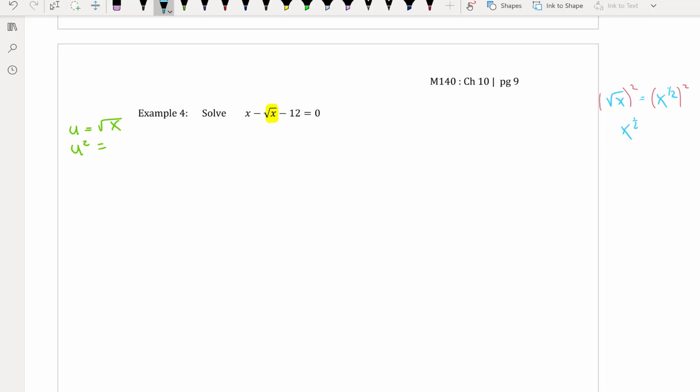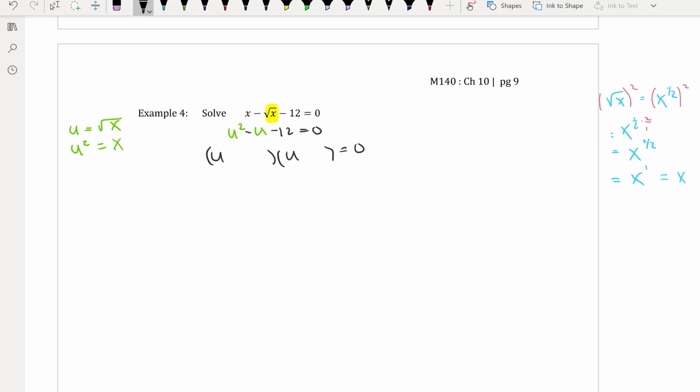So I have x to the 1/2 times 2 over 1, which just tells me that this is x to the 2 over 2, which is x to the 1, or better yet, just x. So when I have u squared, it's going to be x. Now I get to plug that back in. My x value is really u squared, minus the square root of x, which is really u, and I have -12 is equal to 0.